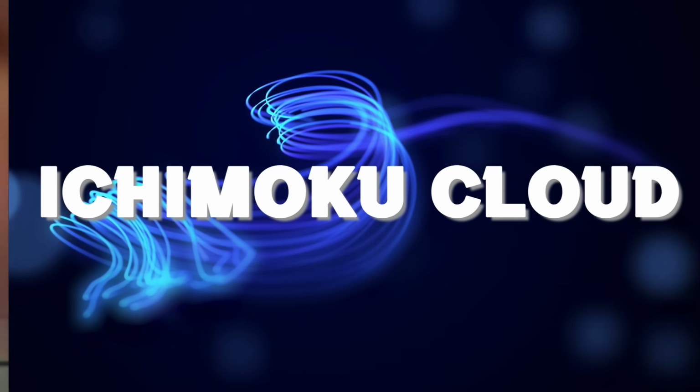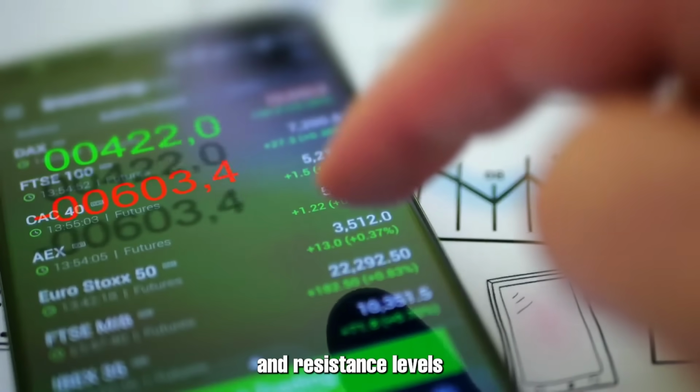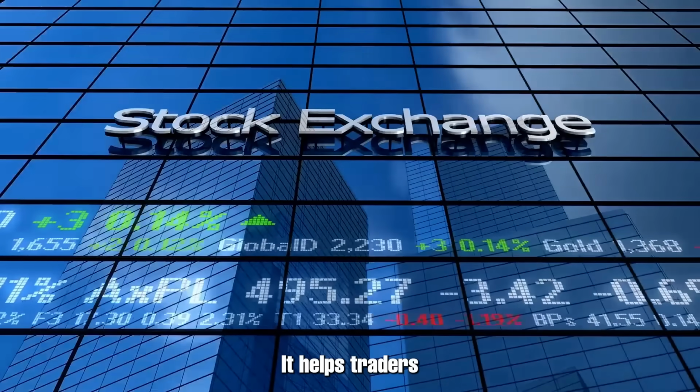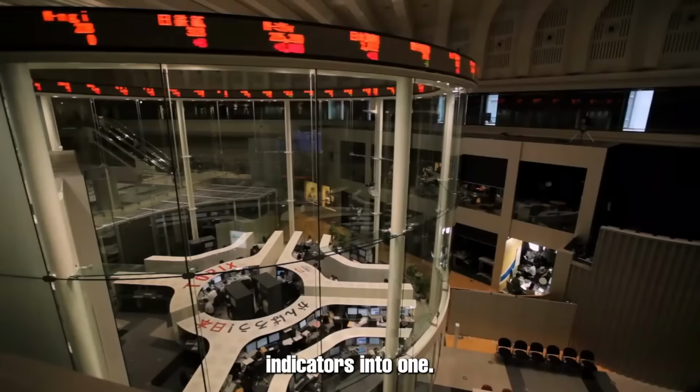Ichimoku Cloud. The Ichimoku Cloud is a Forex trading tool that identifies support and resistance levels and trend direction using 5 lines. It helps traders find profitable trends and make informed decisions by combining multiple indicators into one.